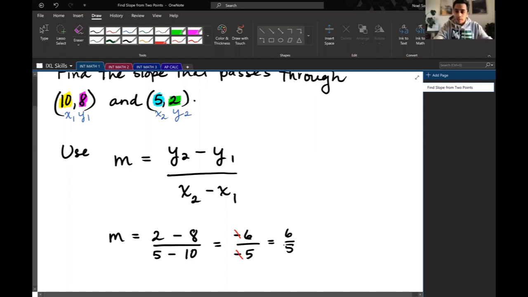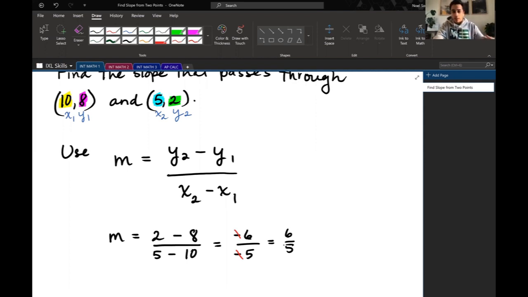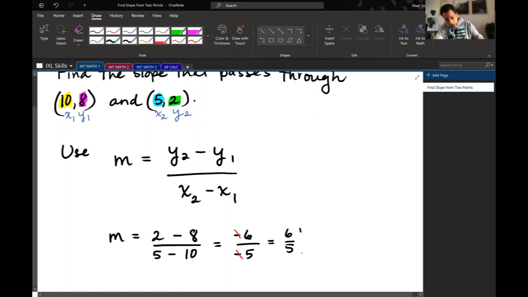6 over 5 cannot be reduced any further because they don't have any like terms, or they cannot be simplified. They can't be divided by any number other than 1. So we end up with 6 over 5 as their slope.